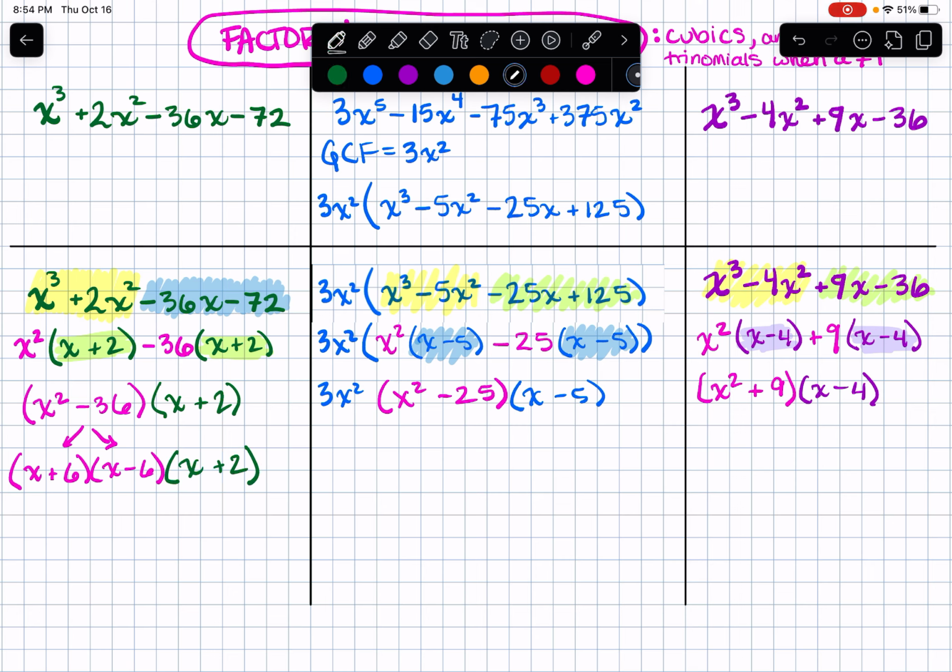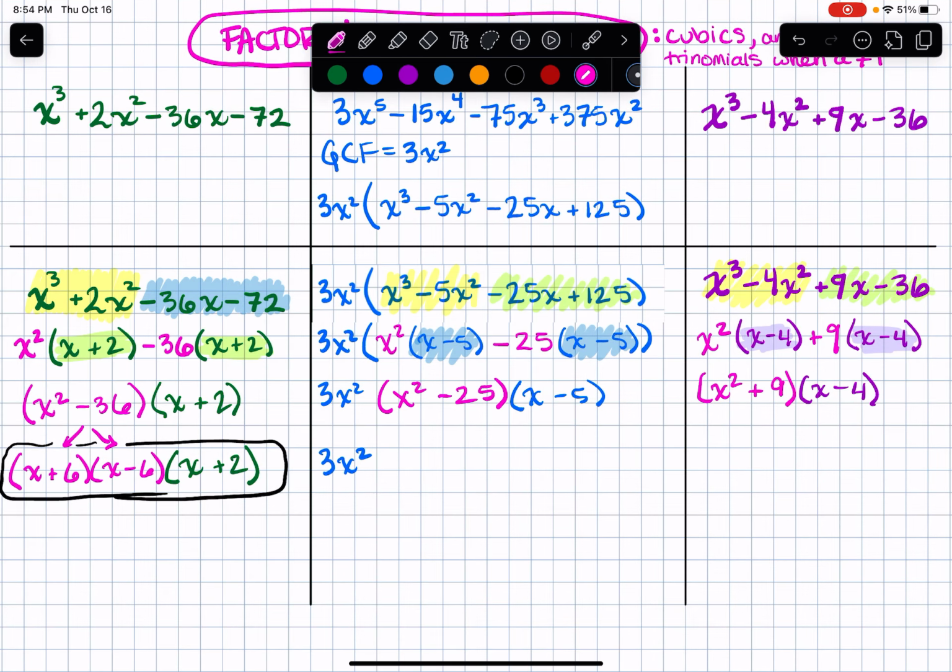Now I am what we call factored completely. I have broken this into as many factors as is possible. None of this could be broken down further, so that is complete. In my second example, my 3x squared is as factored as it's going to be. It's got a multiplicity of 2. I could rewrite it as 3 times x times x, but that doesn't really help us. So I'm going to keep that the way it is.